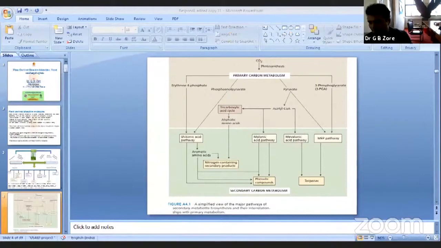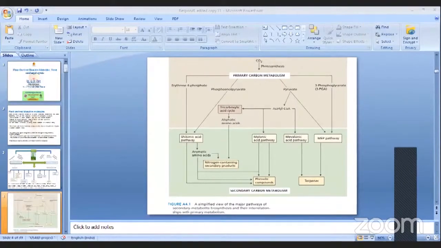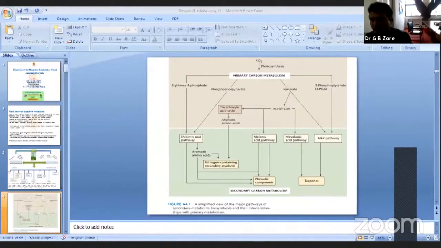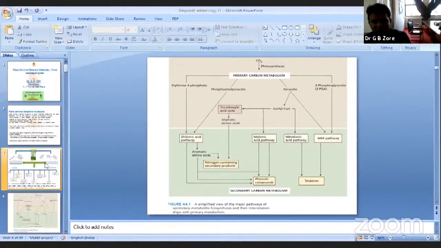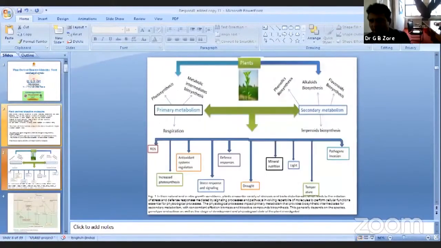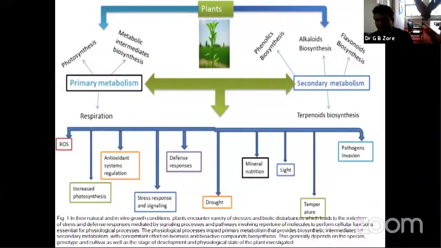Yes, we were talking about the purpose of these secondary metabolites and how they are helping or facilitating several important processes in the life cycle of the plant. So as we can see, these secondary metabolites are providing tolerance towards several stress conditions, may it be biotic or abiotic stress, or they may play a very important role in the defense mechanisms of the plants.